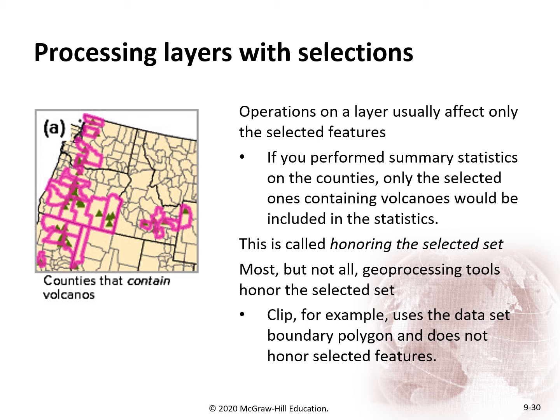Most, but not all, geoprocessing tools do that. Clip, for example, uses the dataset boundary polygon and does not honor selected features. So Clip is one of the rare tools that don't, but in all other cases, if you have some of the data selected, that's the only data that the geoprocessing you do will be applied to.